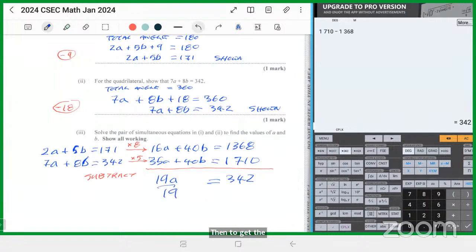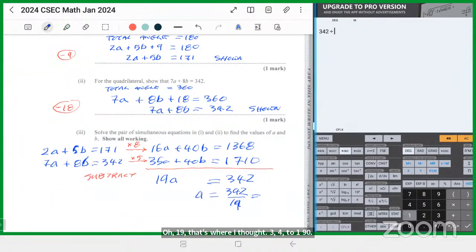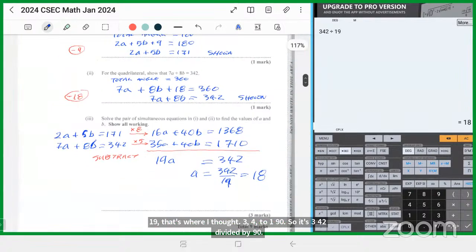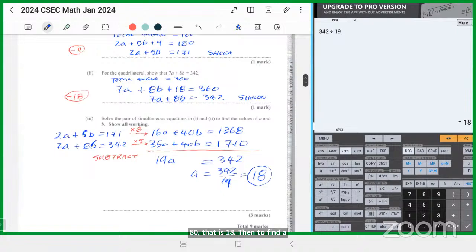Or shortcut, we said the 19 over here is multiplying, so we just divide it on the other side. The a is going to be equal to 342 over 19. Let's work that out. 342 divided by 19 is 18. Then to find the b now, I just need to take this a value and substitute it for the a in one of these two equations, any one of them, and work out the b.